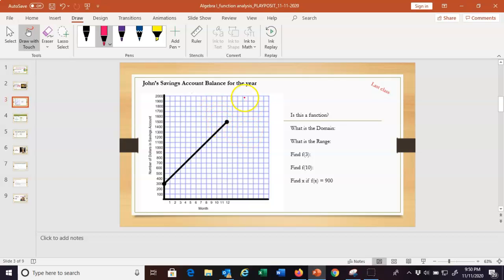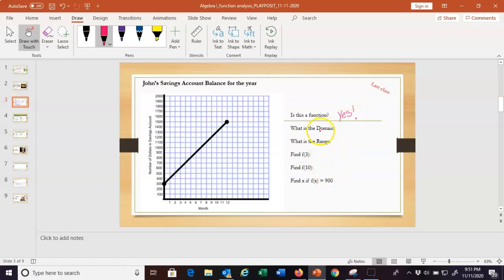So this is from last class. Our first question over here on the right for this graph, this is showing John's savings account balance for the year. So you can see along the x-axis, we have the months from 0 to 12 for one whole year. And then on the y-axis, we have how much money is in his account. So is this a function? And yes, it is, right? We could try our vertical line test where if we were to take a vertical line and drop it down any place on this graph, it would only hit it one time, right? So yes, this is a function.